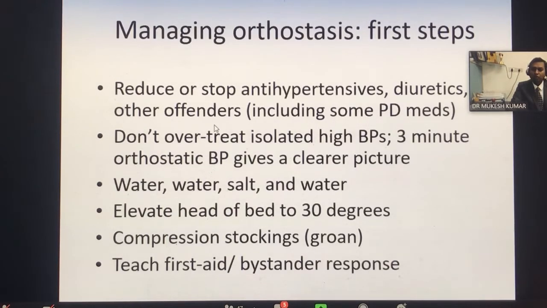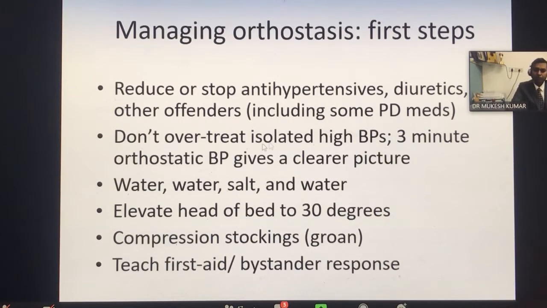So, autonomic symptoms, particularly the postural fluctuation. The most important thing is to reduce the antihypertensives, reduce the diuretics, and reduce the dopamine agonist and Parkinson-related medication. And we have to monitor the BP in supine posture, and then standing BP at the end of 3 minutes. And the postural fall should not be more than 30 millimeters of mercury.